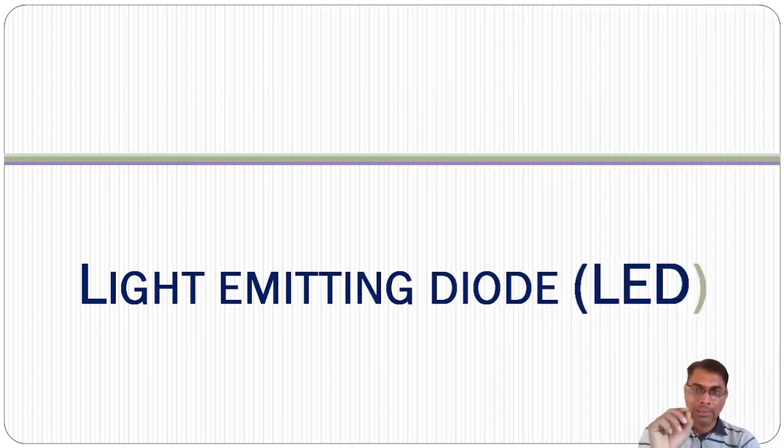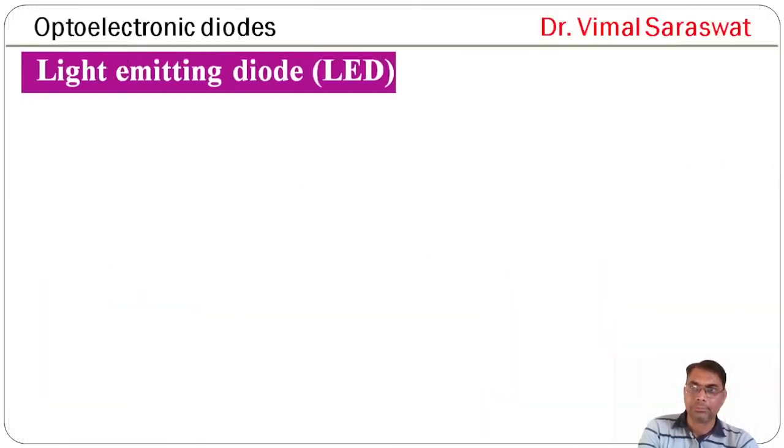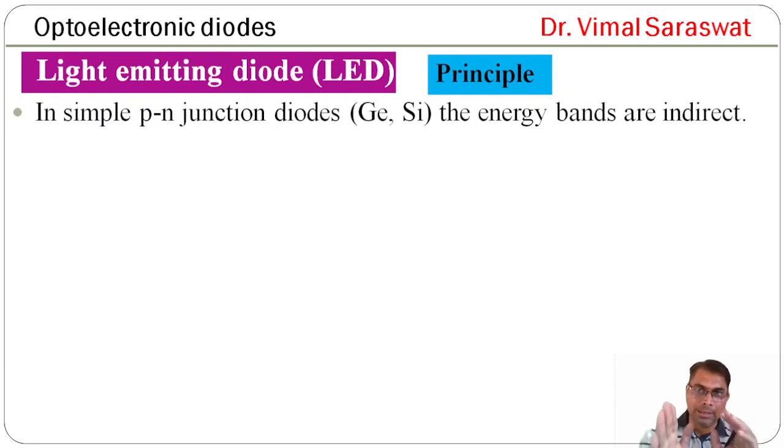So first of all, the light emitting diode, that is LED. First of all, the principle of LED. In a simple PN junction diode, the energy bands are indirect. Simple PN junction diodes are germanium and silicon type diodes. So if diodes are made up of these types of semiconductor, then their energy bands are indirect.